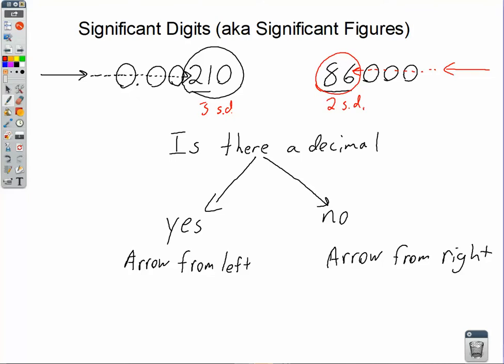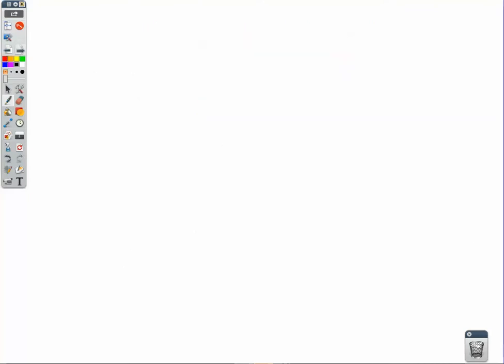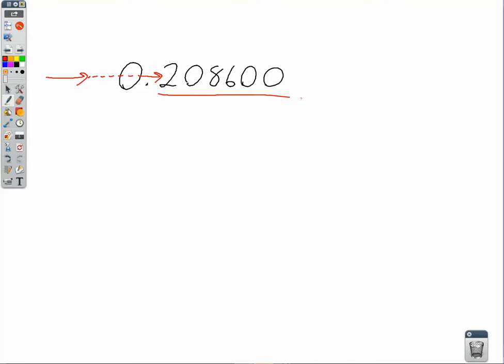Let's take a look at some examples. Let's say we've got 0.208600. We ask the question, is there a decimal? The answer is yes, so we shoot the arrow from the left. That arrow goes through the zeros and sticks in the 2. How many digits are left over? Those are the significant ones. So in this case, that's 6 significant digits.